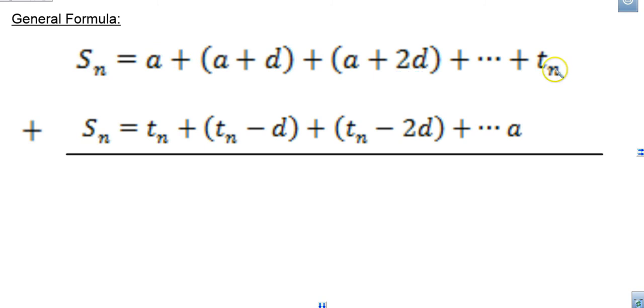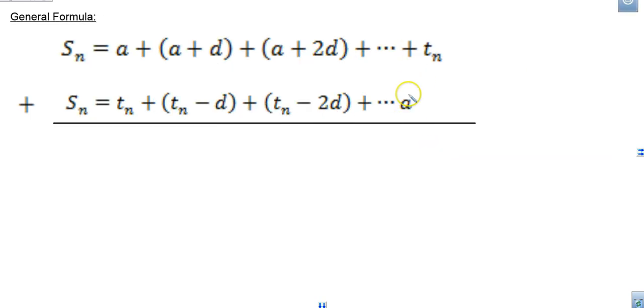Now, the second line that I have here is actually the exact same thing, but just written in the reverse order. So instead of finishing with term n, I'm starting with term number n. Now, to get to the term previous to that, so this would be term n minus 1, we're going in the opposite direction, so we would be subtracting d. To get term n minus 2, so two terms previous, we'd be subtracting 2d. And then so on and so on until you finish off with the a value.